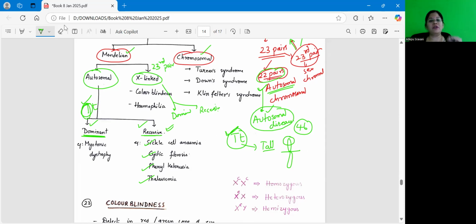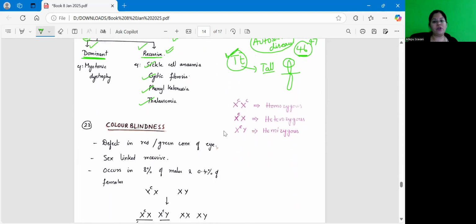But in your textbook, whatever examples they have given, it is based on the number of chromosomes. For example, the number of chromosomes will increase or decrease. Clear? So instead of 46, a person can have 45 chromosomes or the person can have 47 chromosomes, like that. So the number will be increased.